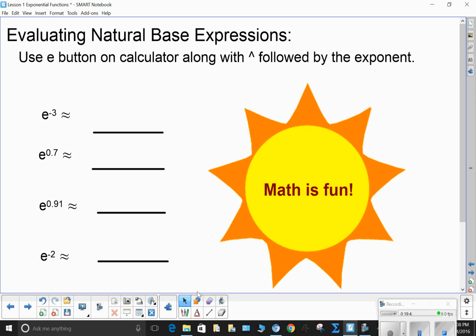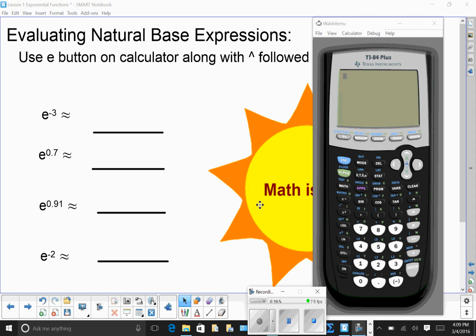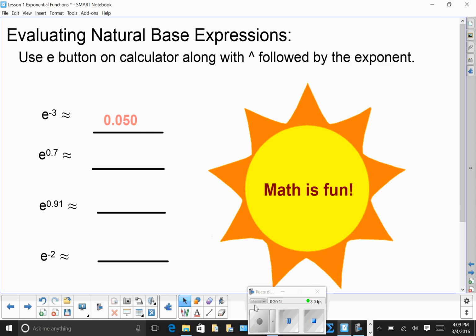Evaluating natural base expressions. For this, you need to use your calculator. I'm going to pause for just a moment so I can go and find my calculator. Okay, with your calculator, to evaluate e to the negative 3. Right here on your calculator, right above natural log, ln, is e to the x. So you're going to press second, natural log will give me e to the x, and then I can just type in negative 3, and boom, I've got my answer.